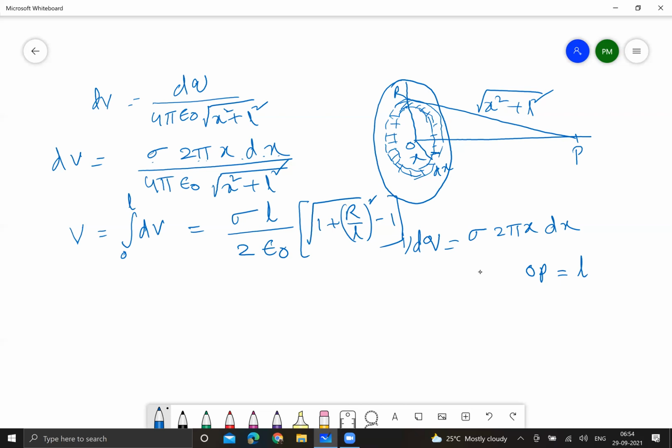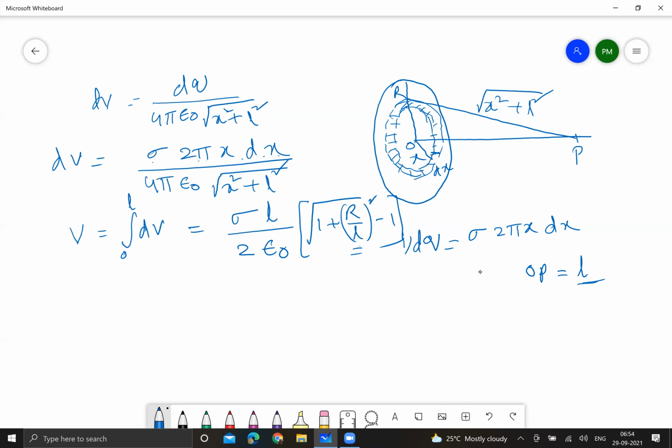Sir, we should change the x value, no, sir. X from 0 to R, no, sir. That's what we did, na? Not R. R means on the surface you will get. You wanted at a point on the axis passing through the center of the disk and perpendicular to the plane at a distance L. Okay? Yes, sir.